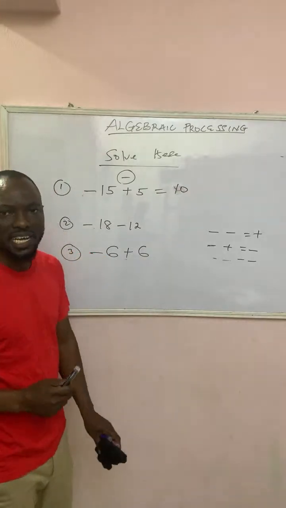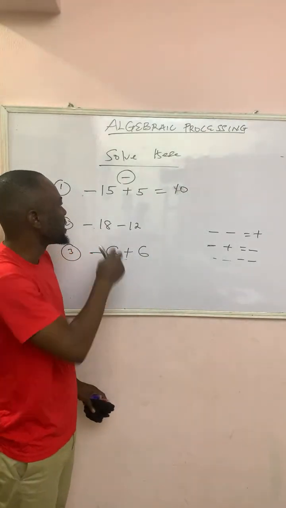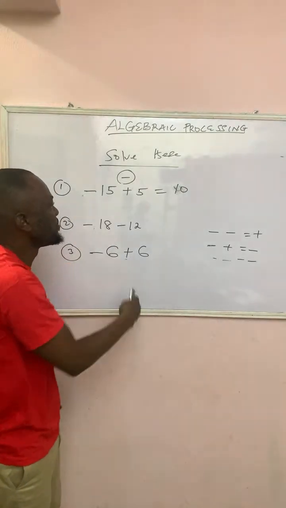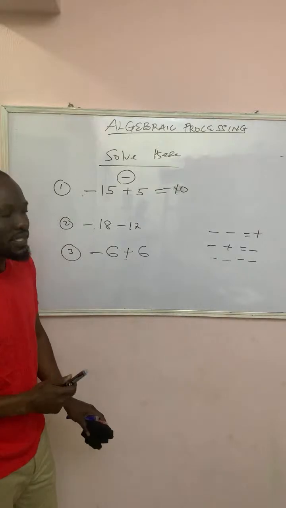And then we look at the signs. We look at which is bigger without the sign. 15 is bigger than 5. So we'll take the sign of 15. So our result is -10.